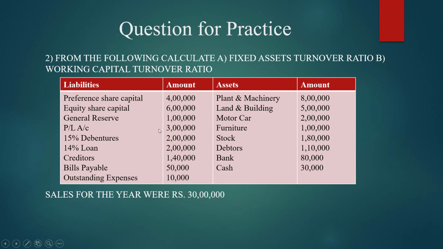And in the second question also I have given for you to practice, that is, you have to calculate the fixed assets turnover ratio and the working capital turnover ratio. Fixed assets turnover ratio, you have to see all the fixed assets first and the net sales. Sales for the year is already given in the question. So there will be no problem in calculating the fixed assets turnover ratio. Check out the formula for this one first. After that you can calculate from this information, and working capital turnover ratio also you can calculate from this balance sheet.